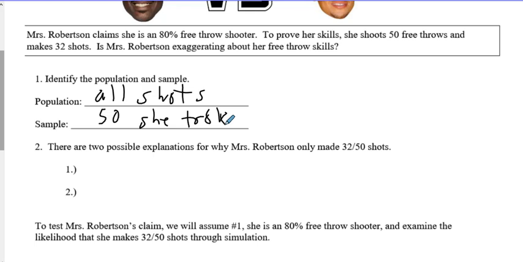Now, she actually made 32 out of 50. This would be a p-hat. So that's 0.64 or 64%. So when the pressure was on, she made 64%, not 80%. Now, there's two possibilities why she only made 32 out of 50.